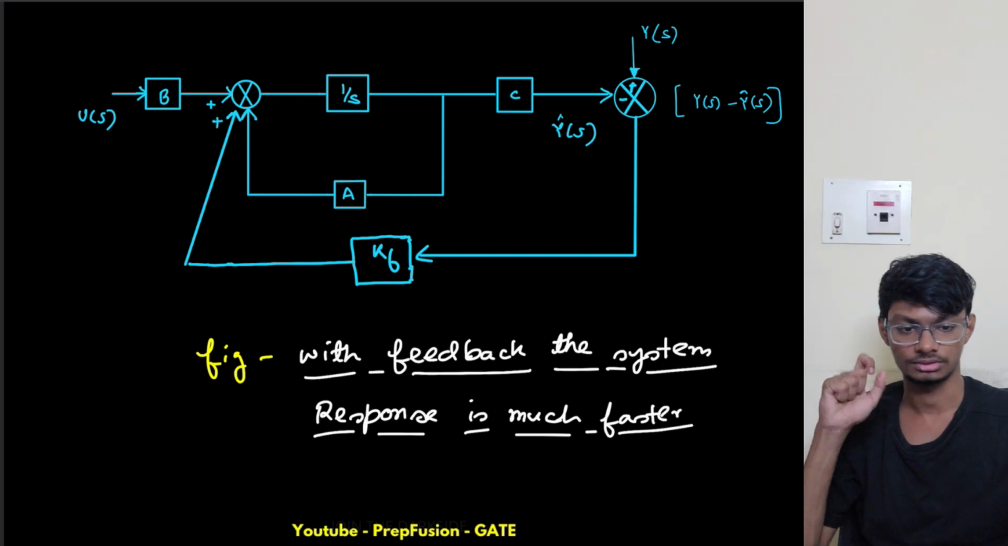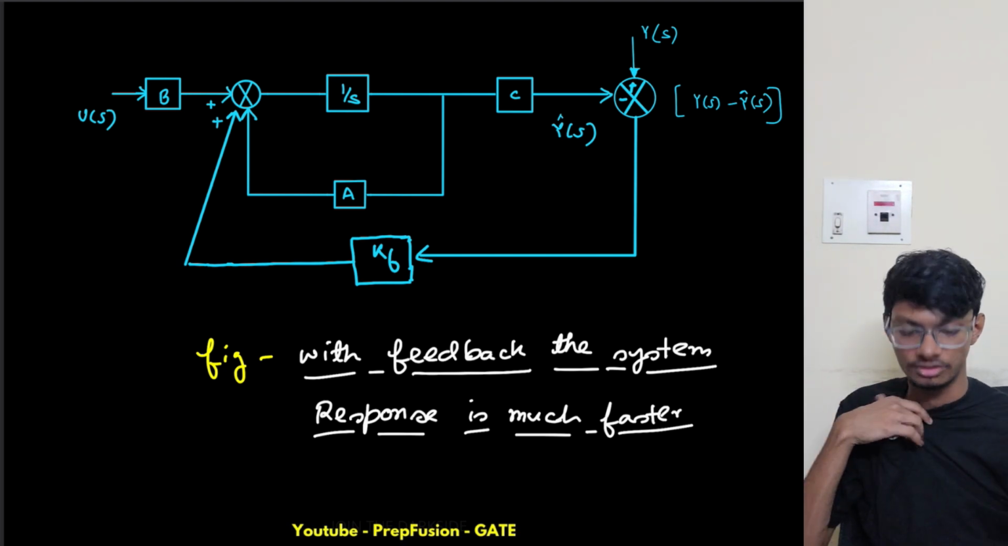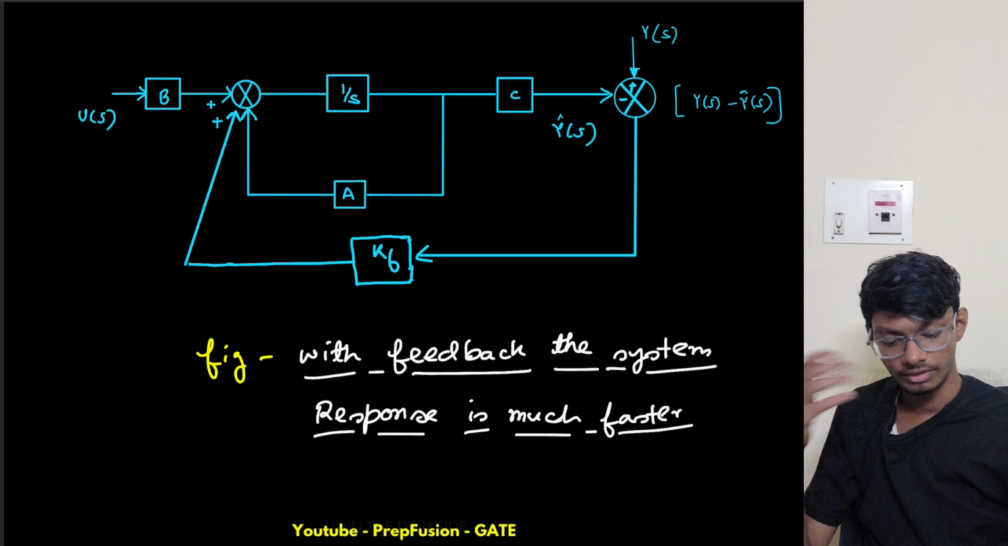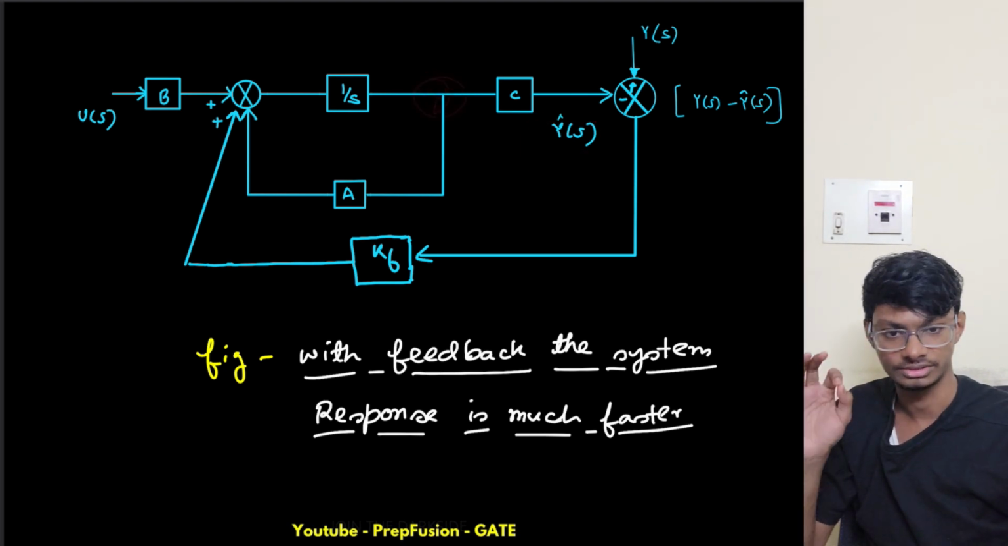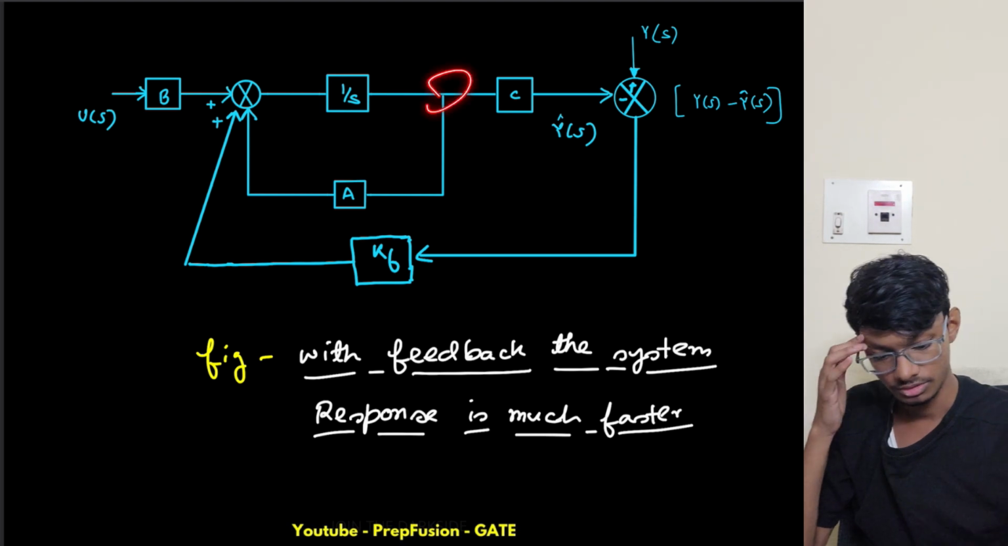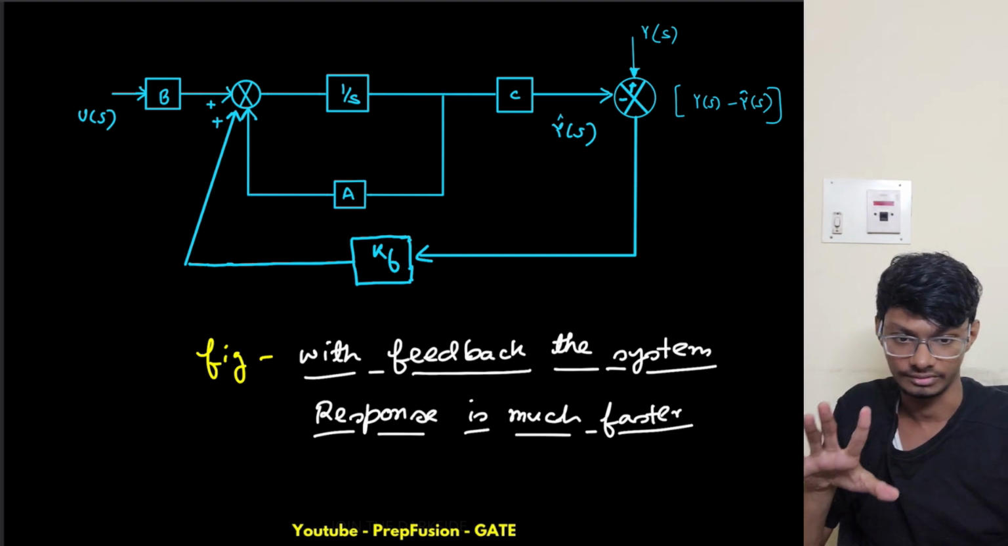System response is much faster. So this is basically what you do in an observer. Okay, so what is this doing now? How are you getting this? How can I measure all the state variables here? That I will explain to you. Okay, so I will be able to measure all the state variables here.